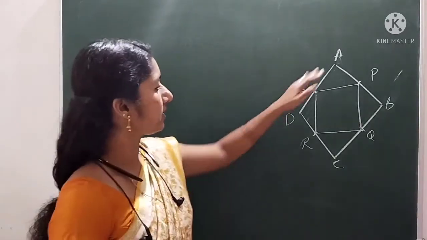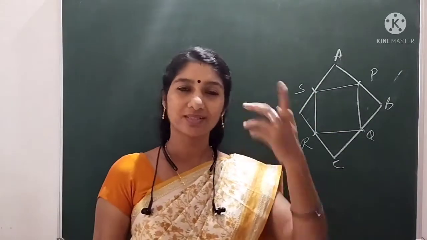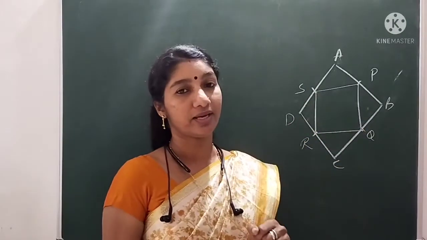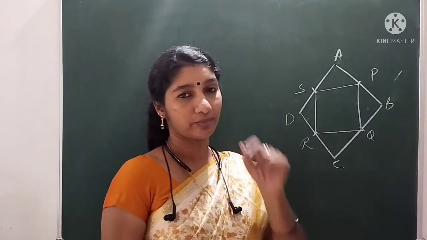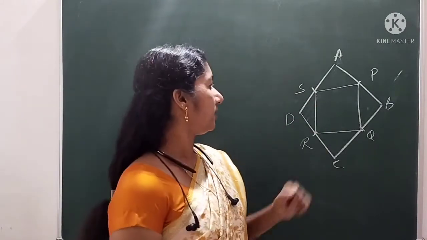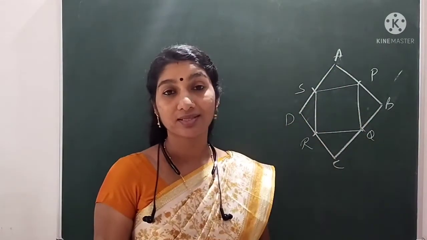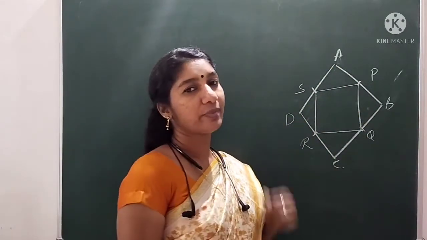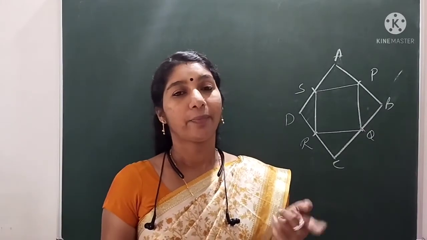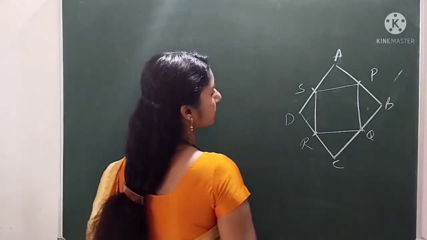So here we got one question. ABCD is a rhombus, which means it's a parallelogram itself. PQRS is formed by joining the midpoints of the sides of the rhombus. So PQRS will form a quadrilateral. We need to prove that this quadrilateral is a rectangle. Before that we need to prove this is a parallelogram, since a parallelogram with one angle 90 degrees we can call a rectangle. So we are going to prove this is a parallelogram.